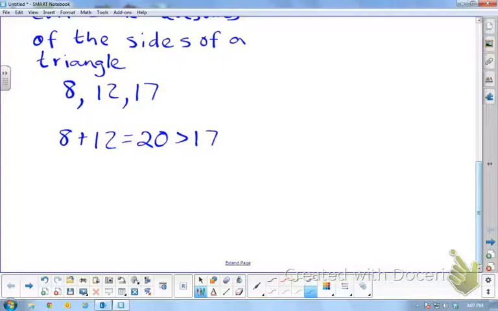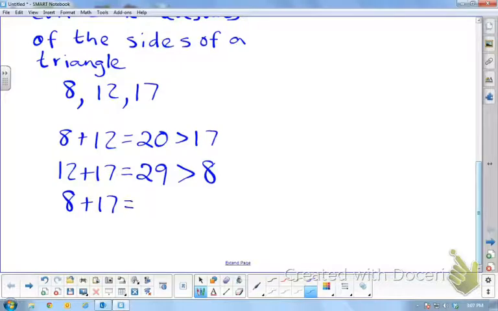But then we have to check all the other sides. What about 12 plus 17? 12 plus 17 is 29. The third side was 8, and 29 is bigger than 8. So we've done 8 and 12, 12 and 17. What about 8 and 17? That gives me 25. That is also bigger than the third side of 12. So this checks out. We can make a triangle.